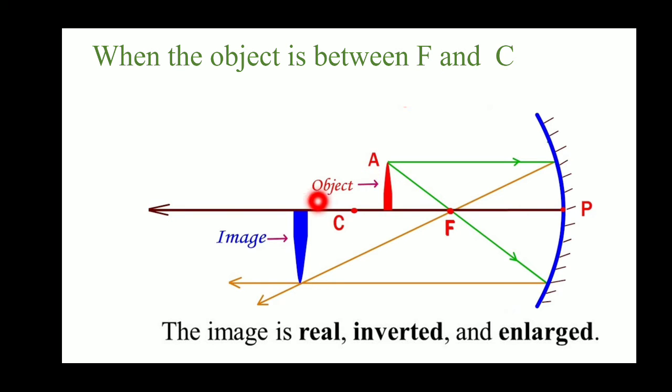Object is on the upward side, so the image I have to draw is on the downward side. So it's real, inverted. Now compare the size of the object and the image. For the first time, we are getting the image size enlarged. Or I can say here, when the object is between F and C, the image is formed beyond C. Can you recall? When the object is beyond C, where did you get the image? Yes, you are right. You got the image between C and F. Object is between C and F, image is formed beyond C. Just the reverse of that one.